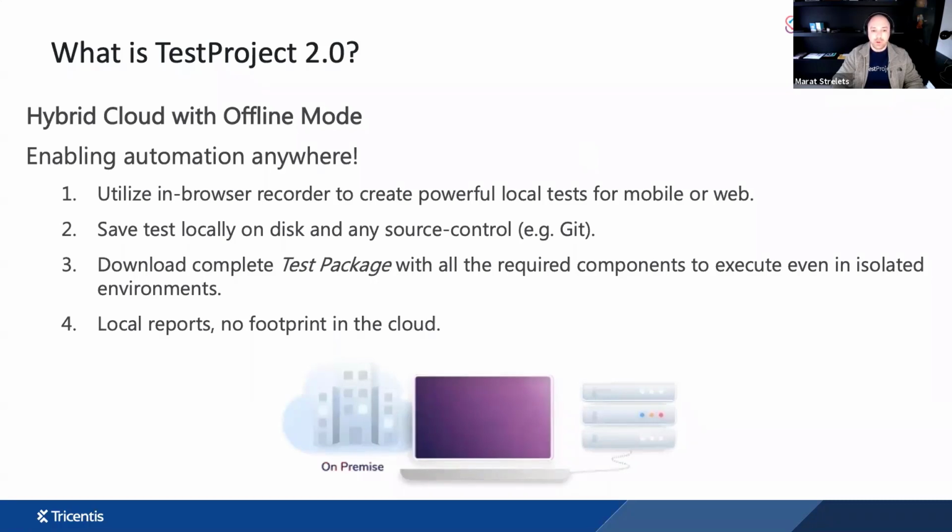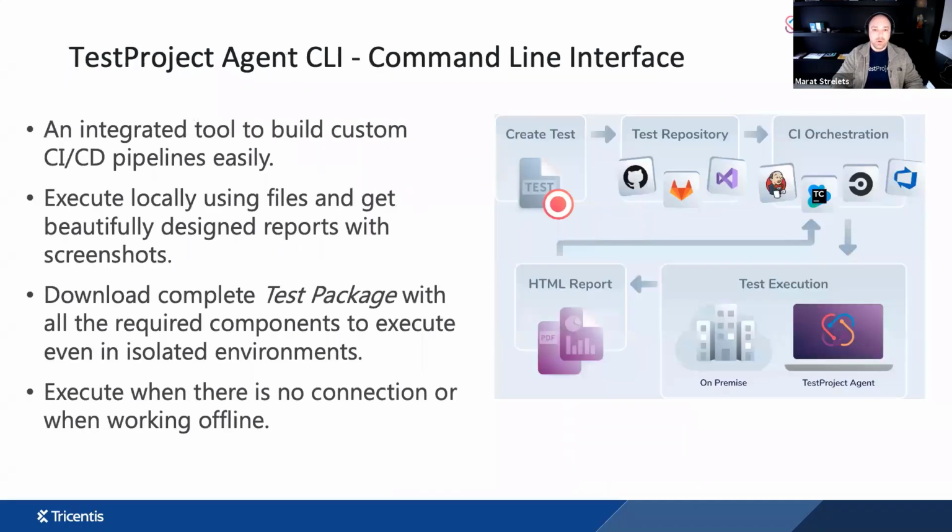This is also something that we have shown in the previous session, but I can show you, of course, this now as well. So in order to make it all work, to allow this offline mode on TestProject 2.0, what we have created is the CLI, which is the command line interface. And using the CLI, being a universal tool, is something that allows you to create custom flows, including custom continuous integration or continuous delivery pipelines using different tools such as Jenkins, CircleCI, TeamCity, and others.